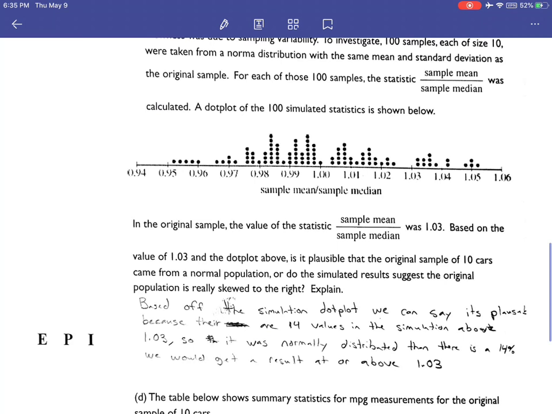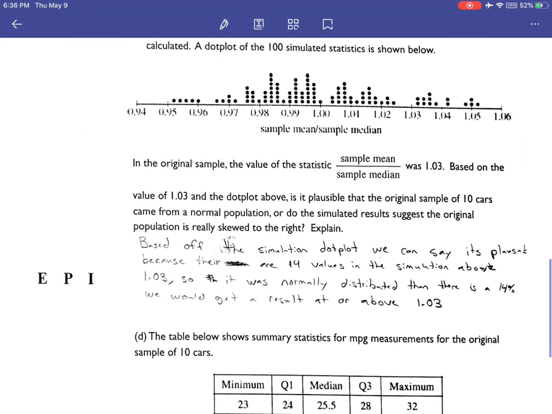Which is a lower percentage, but it's not below that 0.05 that we're looking for anytime we're dealing with something significant or not. And especially since it just says plausible, since it's not a super low percentage, we have evidence to say that it is plausible, right? We don't have definite evidence that it is normally distributed, but it's plausible. And that's usually what we're trying to determine, if it's normally distributed or not.